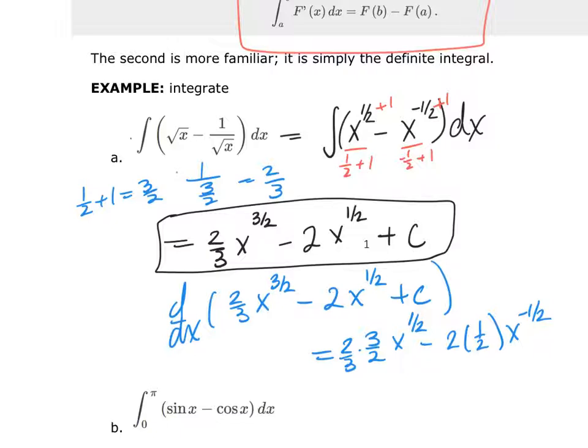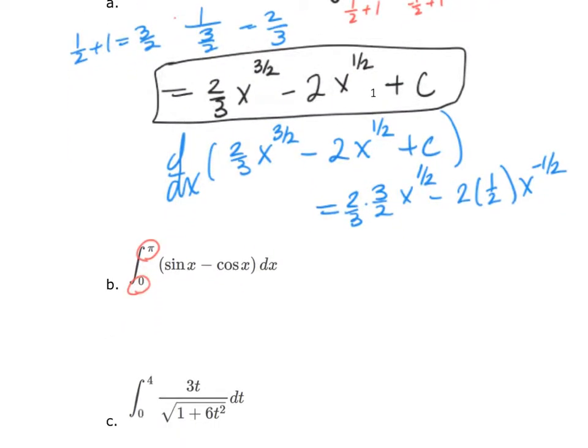On example B, am I expected to get an answer numerically, or am I expected to get a plus C, the formula with a plus C? Numeric. I'm going to get a numeric. And how did you know it was numeric? Because it has a limit range. Because I have the upper and lower limits. So I'm just going to integrate this.